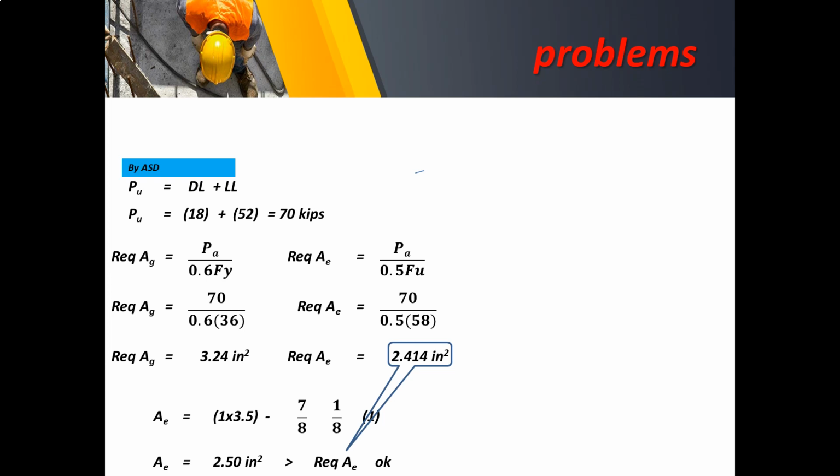Now we check the slenderness ratio L over R. So the provision is that the slenderness ratio should not be greater than 300. So first, we calculate the radius of gyration of our section. So the radius of gyration is given by the square root of I over A, wherein I, for a rectangular section, since we have a plate here, is just equal to BH cubed all over 12.